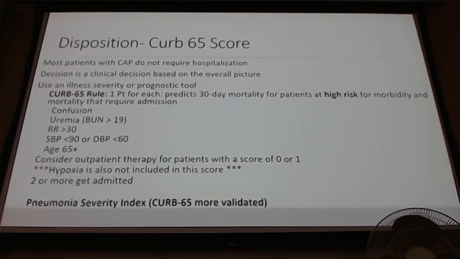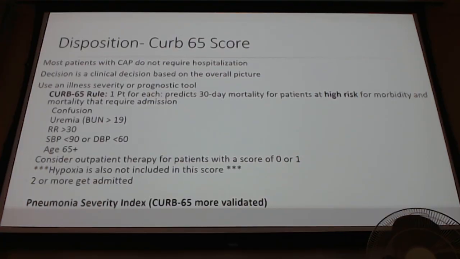So some of the risk stratification we can use, like our CURB-65 score. So this just looks at illness severity, and it gives us our prognosis for 30-day mortality or patients at higher risk. So CURB, we use the letters in that acronym there, and it's confusion, uremia, so they're elevated BUN, respiratory rate over 30, and any signs of hypotension, and then if they're over 65.